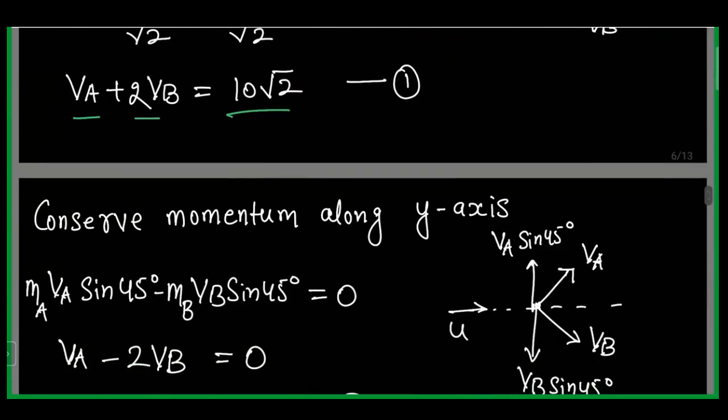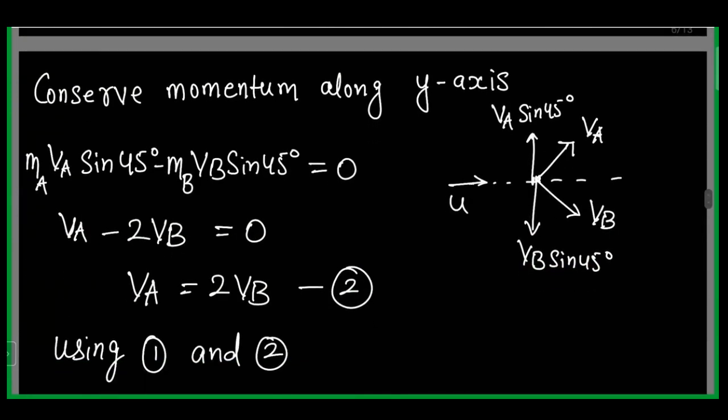Now let's conserve the momentum along Y. You can clearly see your initial momentum along Y is 0.